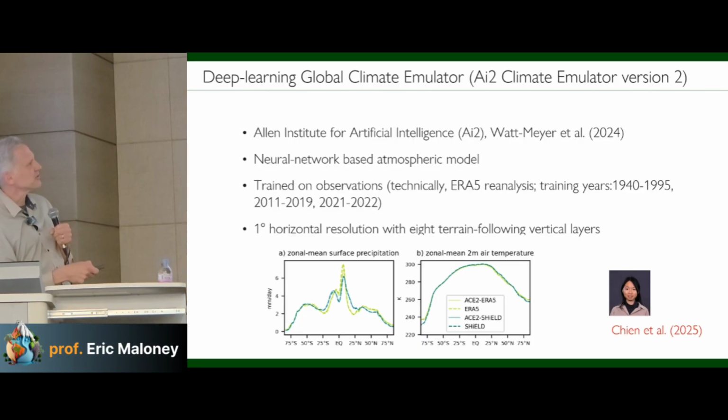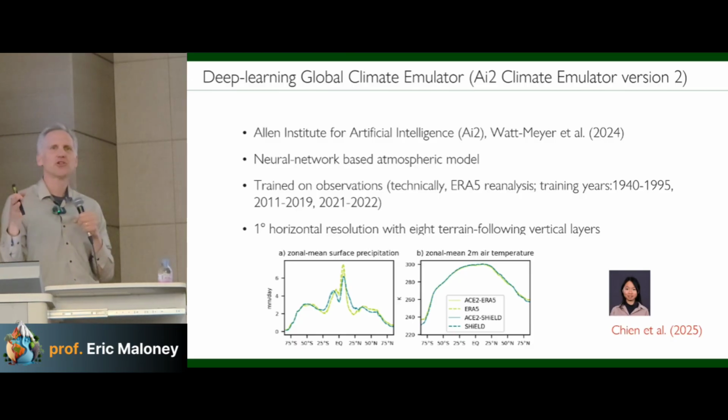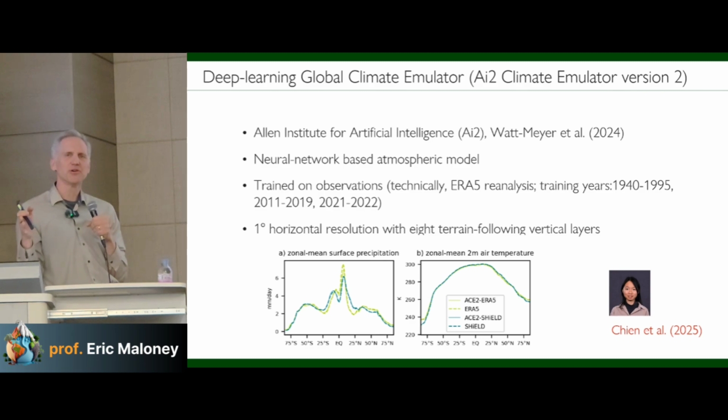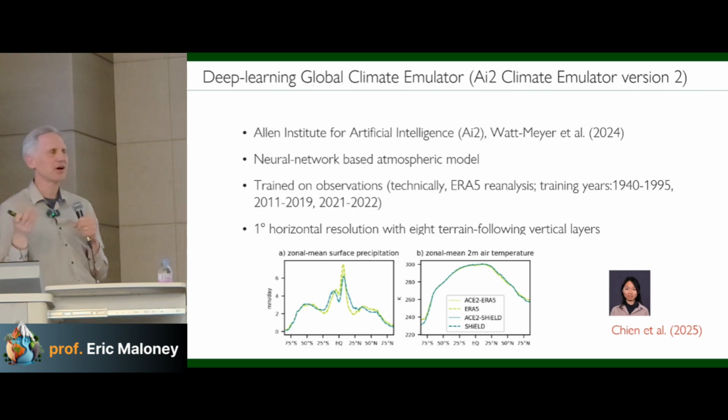This model is trained on observations during the years I show here, so 1940 to 1995, 2011 to 2019, 2021 to 2022. I don't know the motivation for using these particular years. I didn't train the model myself, but they did at the Allen Institute. You'll notice there's a gap from 2001 to 2010, which is not in the training period. We're going to be looking at results during that period to look at the model's ability to simulate the MJO and its modulation of tropical cyclones.